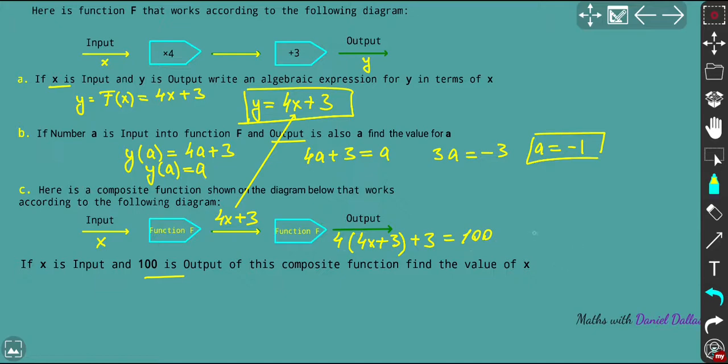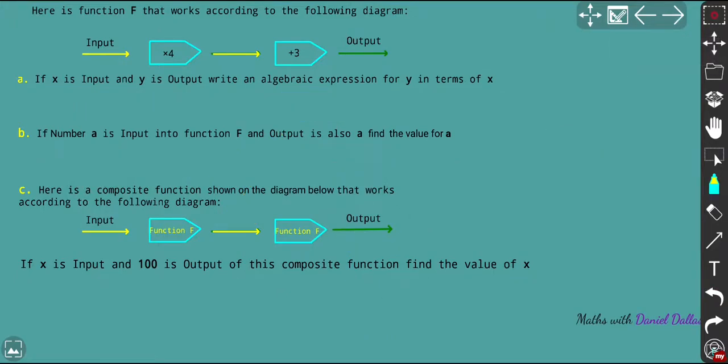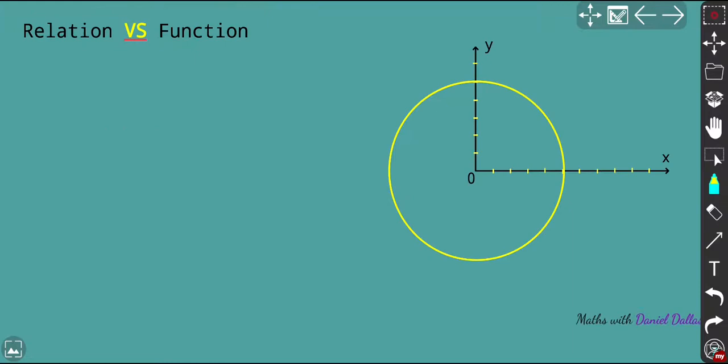All right, so let's simplify that. It's going to be 16x plus 4 times 3, which is 12, and on top of that 3 is 15. That means you have 16x equals 85. From there, x is going to be 85 over 16. All right. So I hope you understand how this works.